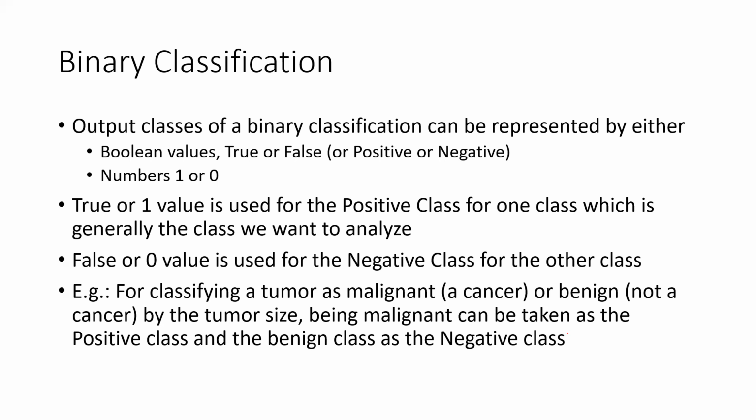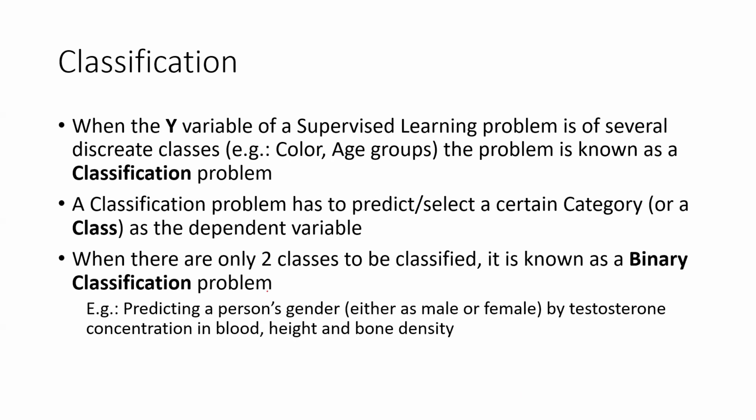For example, consider predicting a person's gender, either male or female, from testosterone concentration in blood, height, and bone density. Using these factors, you may be able to build a model to predict a person's gender, for example in forensic requirements. Suppose we have found an alien from a spaceship, and you want to find whether that alien is male or female. You can find their testosterone level, bone density and height, and predict whether that alien is a male or a female, right?